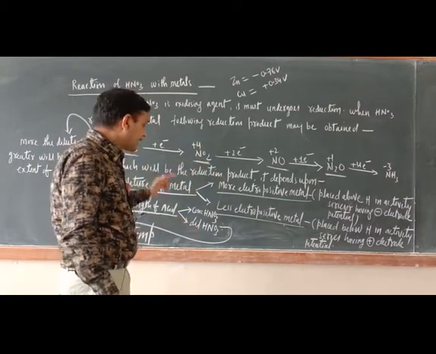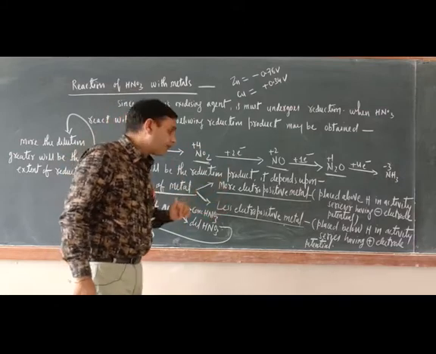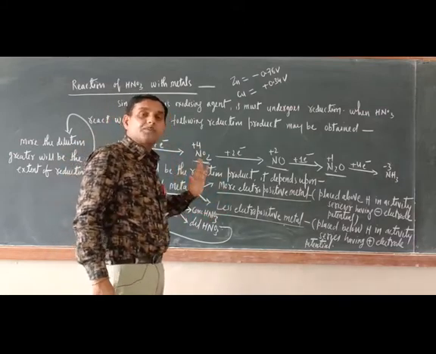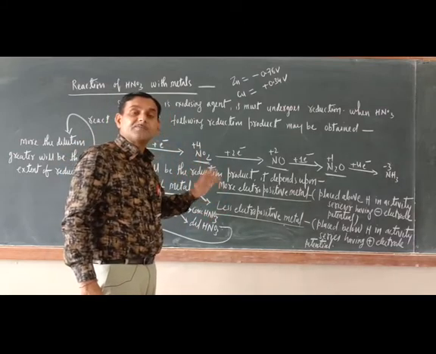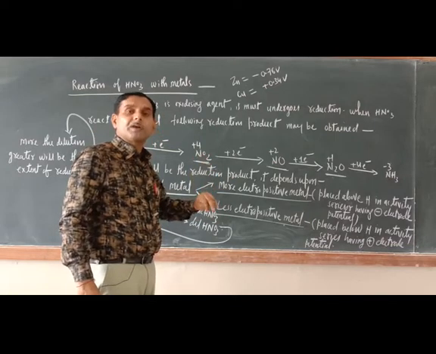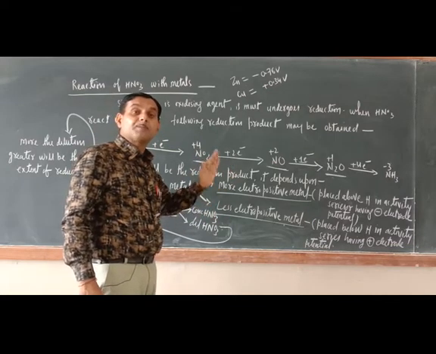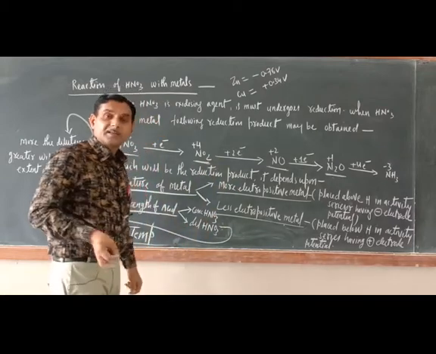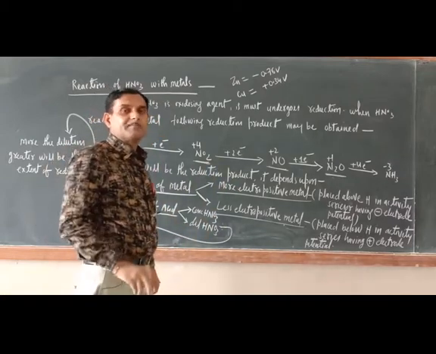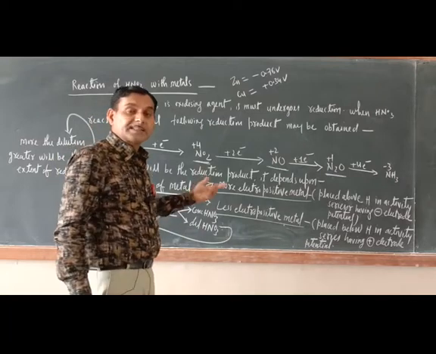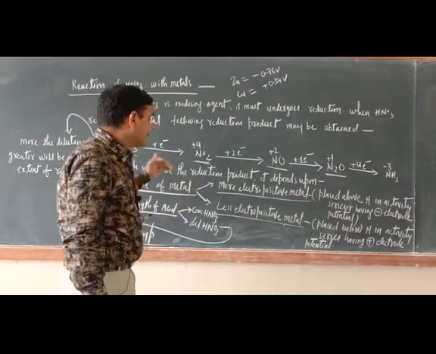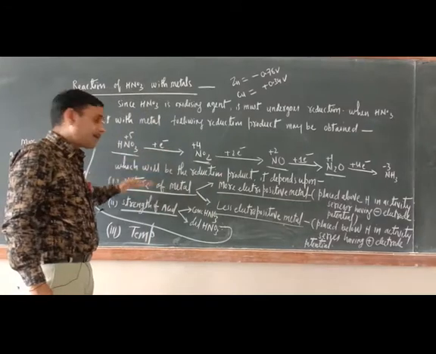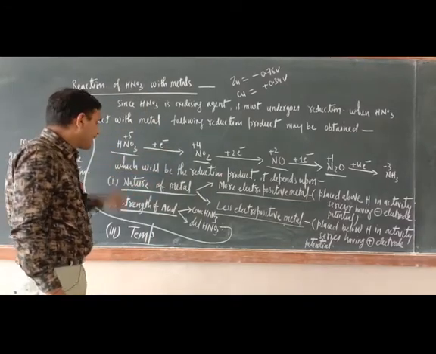The second category is less electropositive metals. Less electropositive metals are those which have positive electrode potential and are placed below hydrogen in the reactivity series, like silver, copper, platinum, gold. These are less electropositive metals. So which will be the reduction product depends upon the nature of the metal.